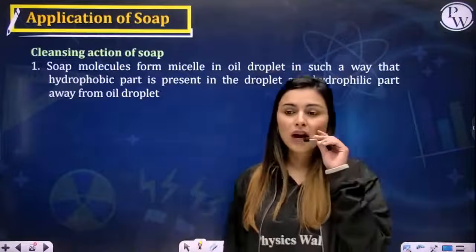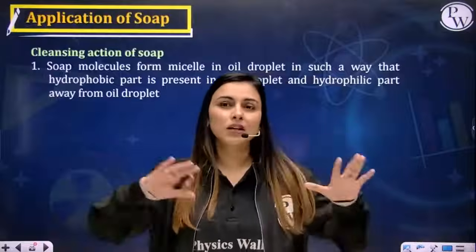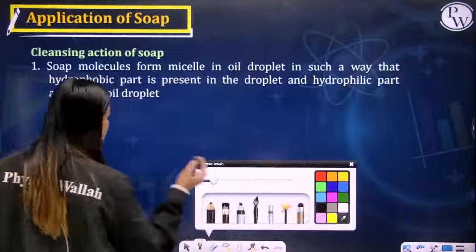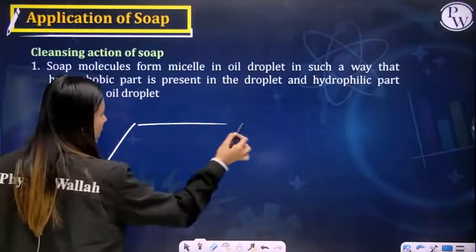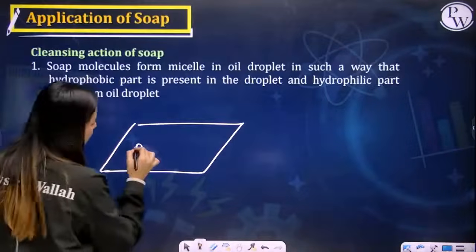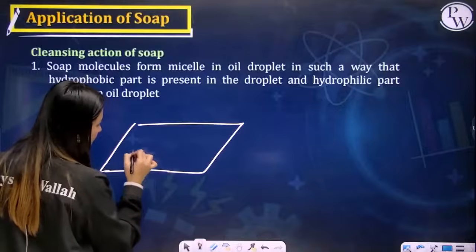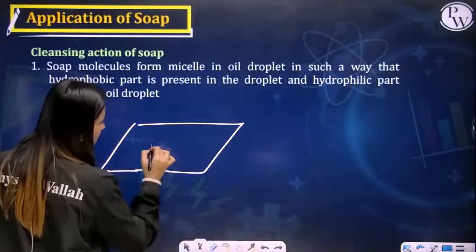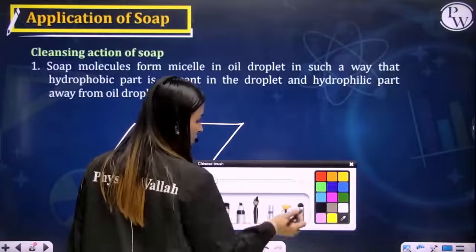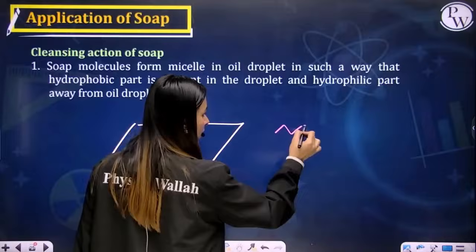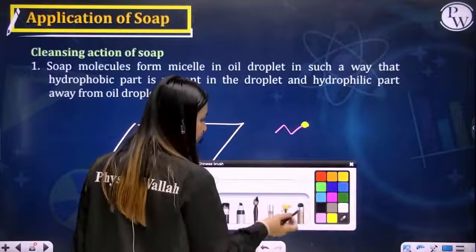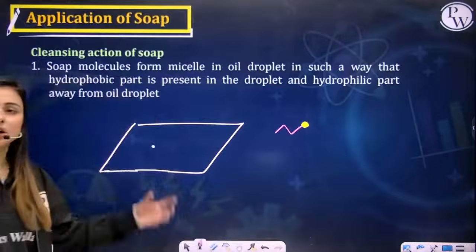Now I'll make you understand the cleansing action of soap. You have this type of soap particles all over. Now let's say you have a cloth like this, and let's say this is a dirt particle here. I'm just taking an example, a very small dust particle. You know that the soap is something like this. So what happens is, you apply soap here.